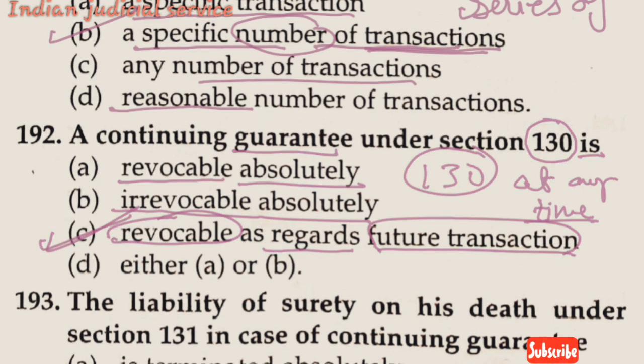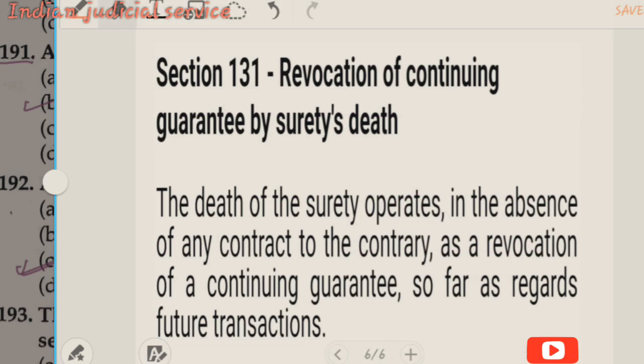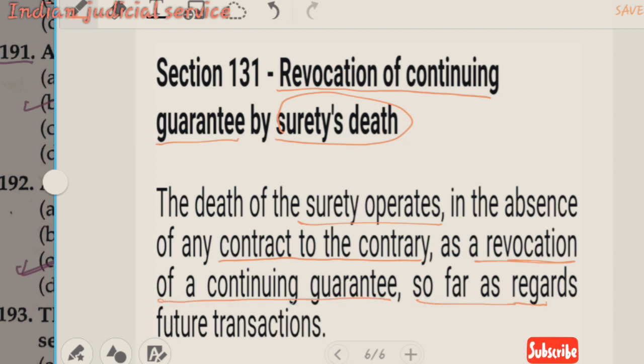Now question number 193. The liability of surety on his death under section 131 in case of continuing guarantee. First of all we discuss section 131. Section 131 deals with the revocation of continuing guarantee by the surety's death. The death of the surety operates, in the absence of any contract to the contrary, as the revocation of a continuing guarantee so far as regards future transactions.